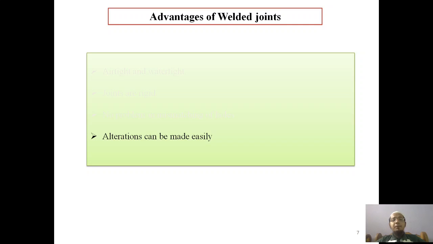Now alteration can be made easily. In case of welded joints, if we want any alteration, any change in design, we can make it easily as that of in the bolted connections.